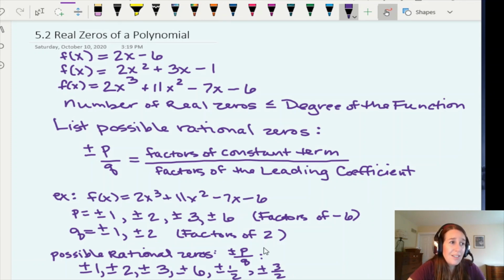Now, that doesn't mean these are the zeros of this equation. That's way too many, right? Didn't we say there's only a possibility of 3 real zeros? So only a few of these are going to be the right answer, but these are the list of all possibilities, okay?